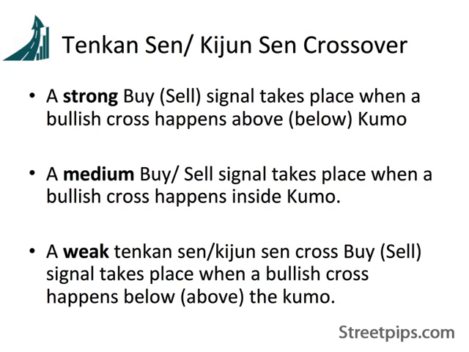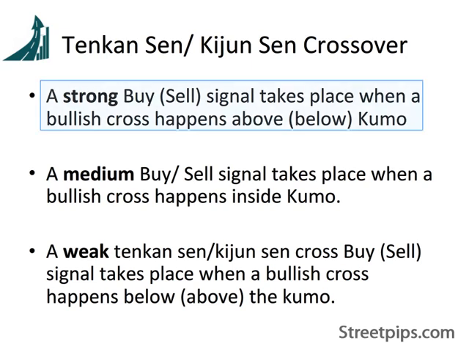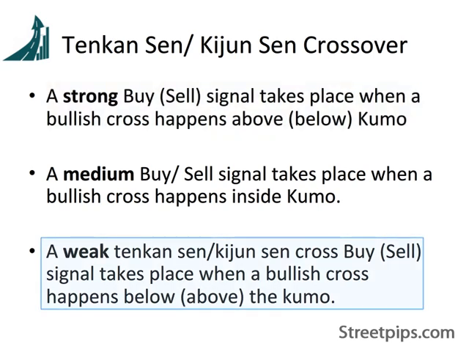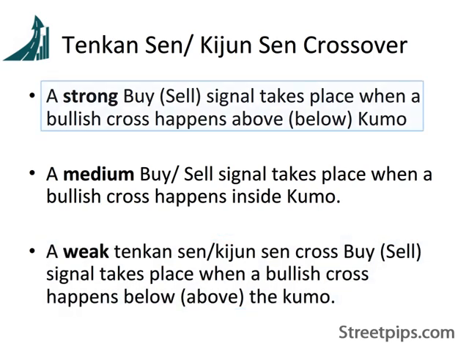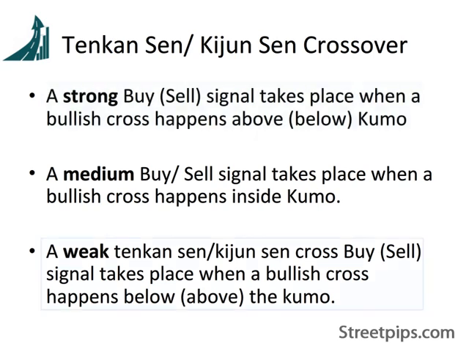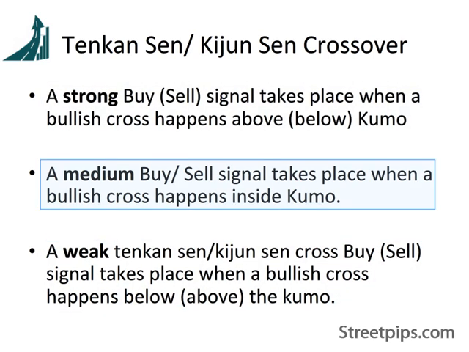Now let us revisit the Tenkan-sen Kijun-sen crossovers. We will explain how the Kumo can allow us to measure strength of crossover signals. A bullish cross above the Kumo is considered strong, while a bullish cross below the cloud is weak. Conversely, a bearish cross below the cloud is strong, and a bearish cross above the cloud is weak. All crosses inside the Kumo are considered to be of medium strength.